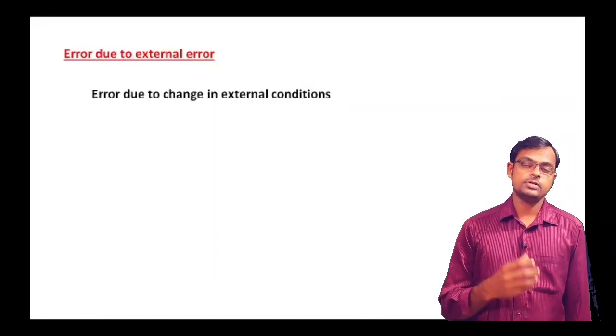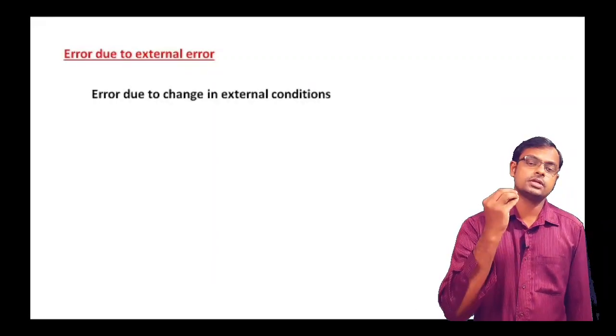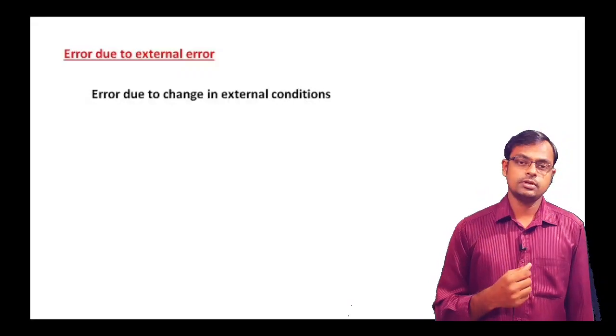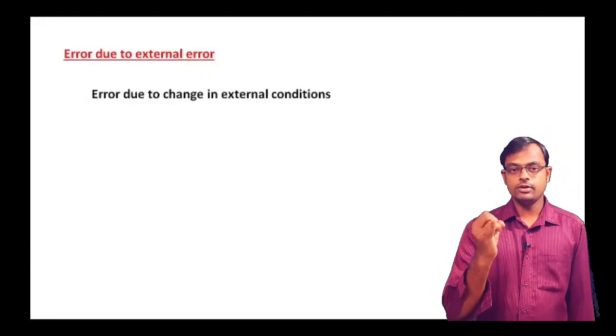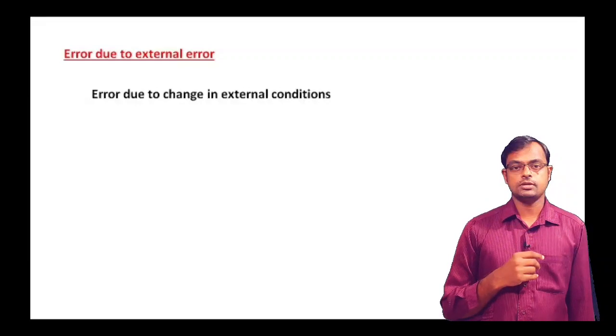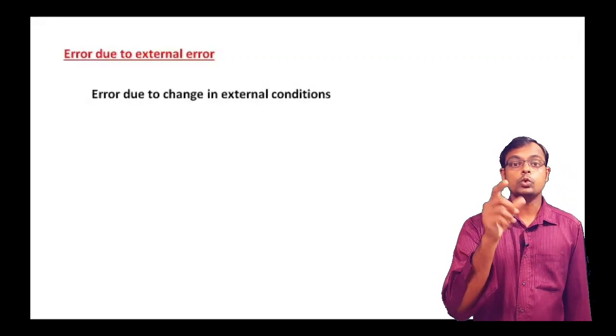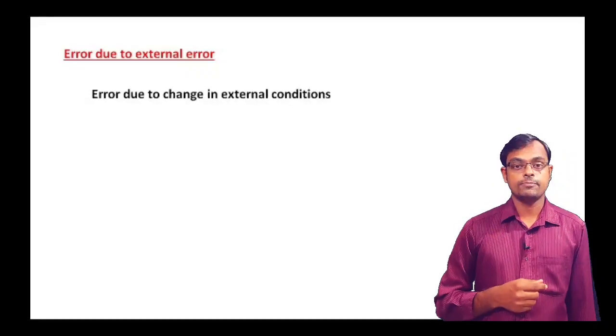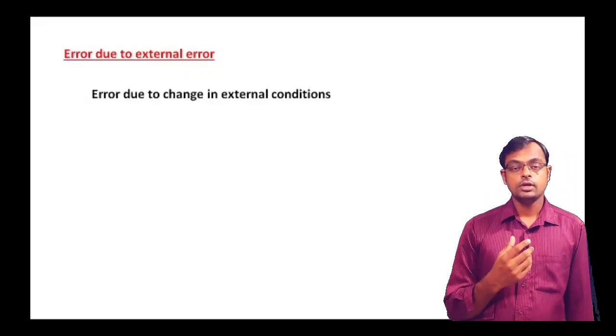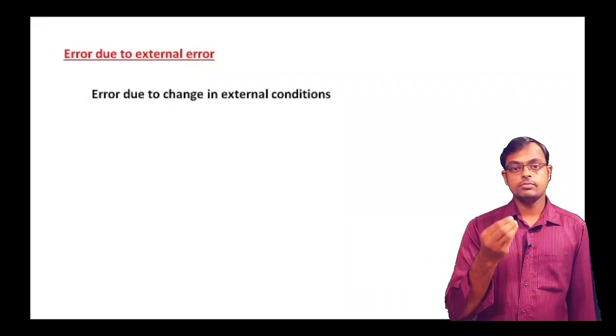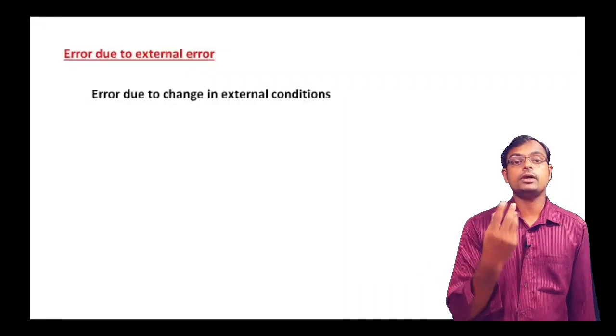Simple example: the error due to change in external condition. What is the meaning of that? Error due to change in external condition means there may be a variation of wind, pressure, temperature, etc. Simple example: while you are measuring length using a steel ruler, just imagine that during the daytime the atmospheric temperature is very high.